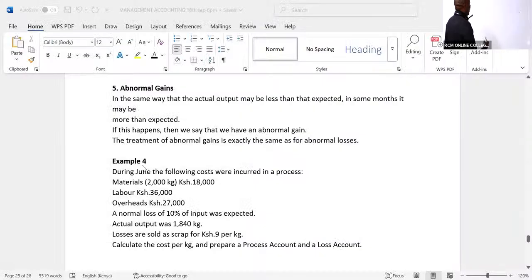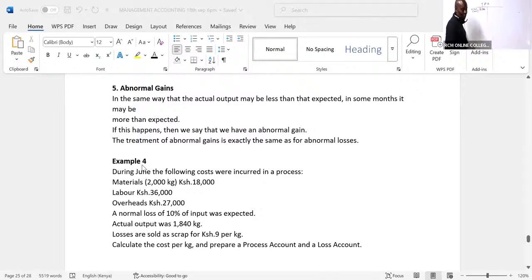So we do a throughput account. The throughput account is a material movement account. So I can see input in the form of materials. The input there is 2000 kgs.